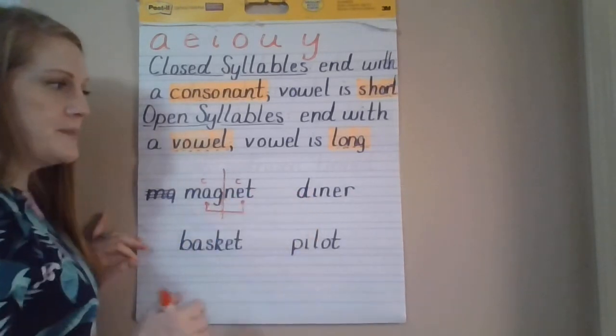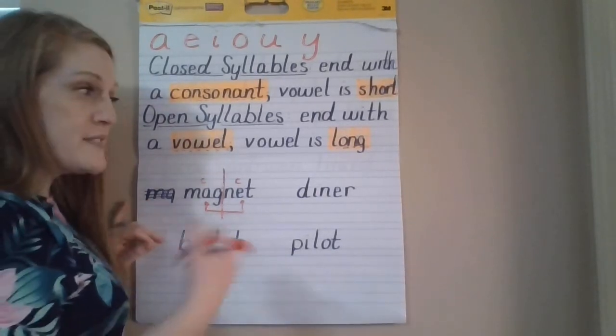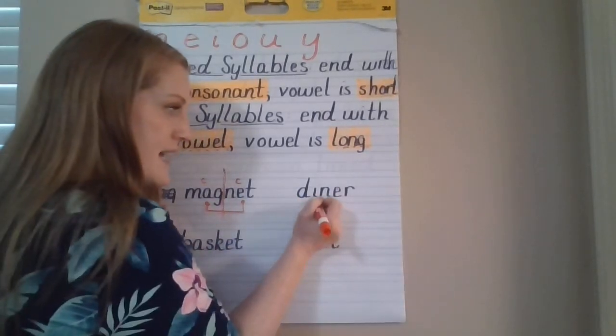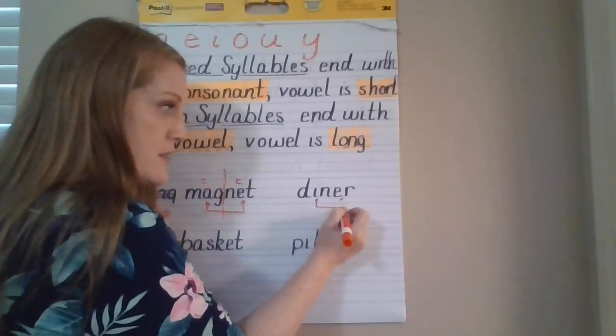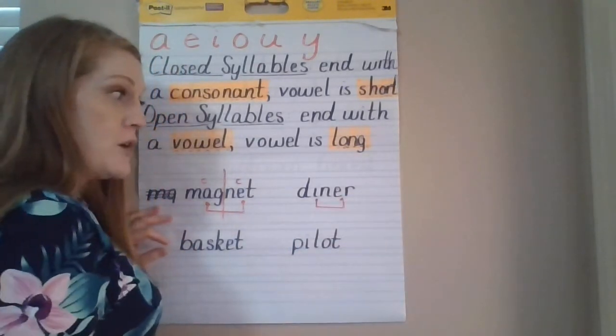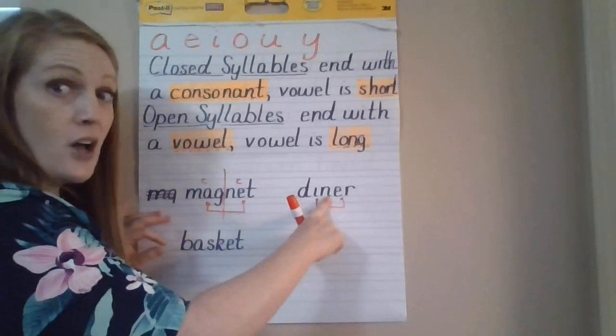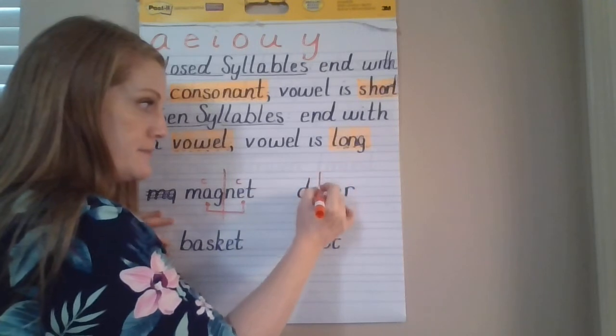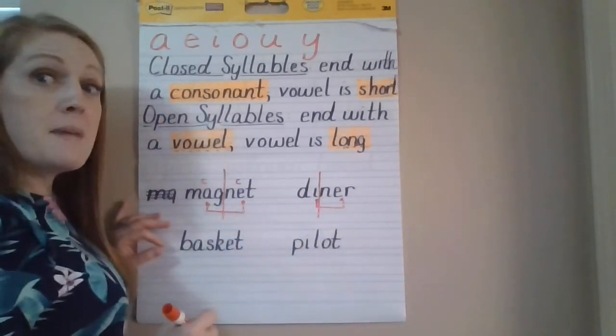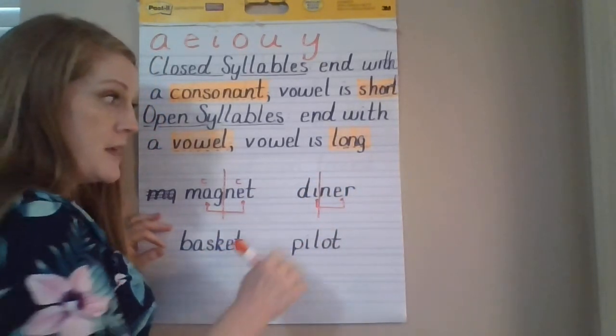Let's look at this word. First thing I'm going to do is find my vowels. I see the I and I see the E. Draw my bridge. On this word, I only have one consonant on the bridge. I'm going to try dividing my word before that consonant.